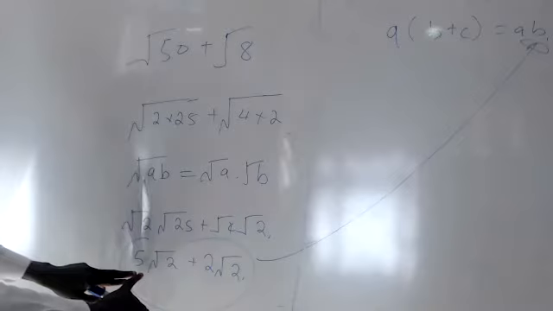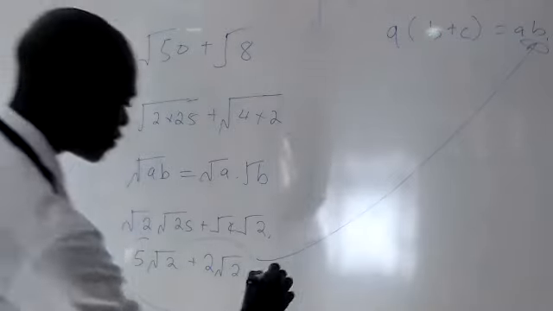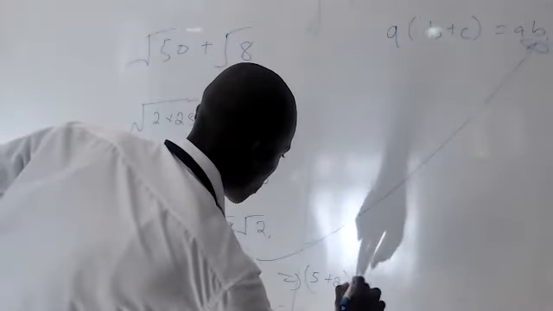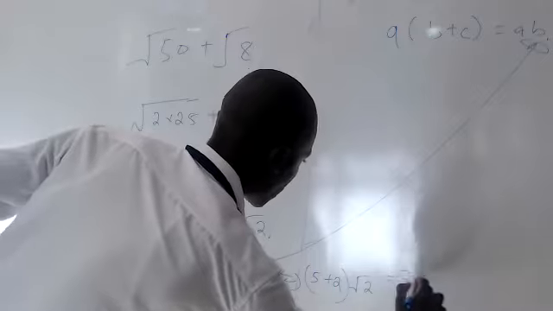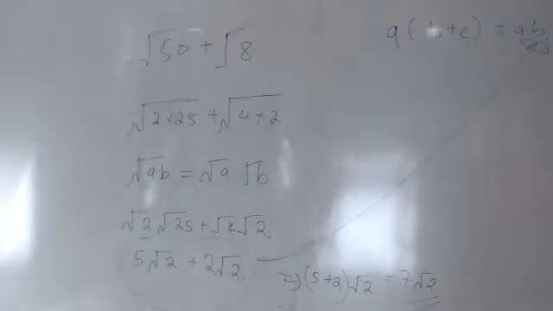So 5 root 2 plus 2 root 2. If you factor out root 2, you will have 5 plus 2 multiplied by root 2, which gives you 7 root 2. That's the final radicals.